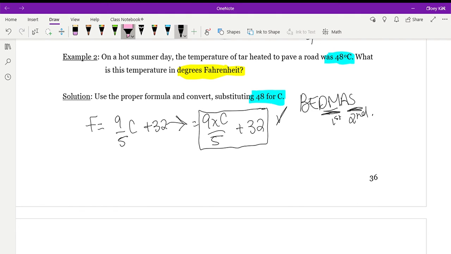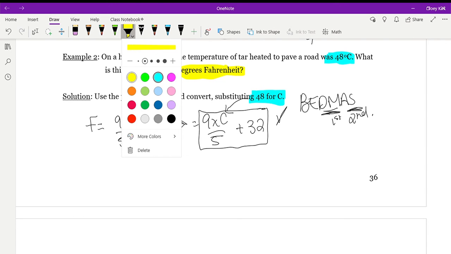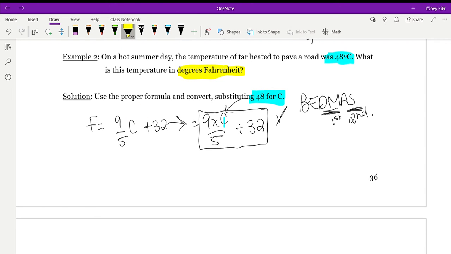So substituting in 48 degrees for the value C. Oh, it's just like changing colors for me. That's spooky. Hello. I don't want you to be yellow. I would like you to be blue again, please. There we go.